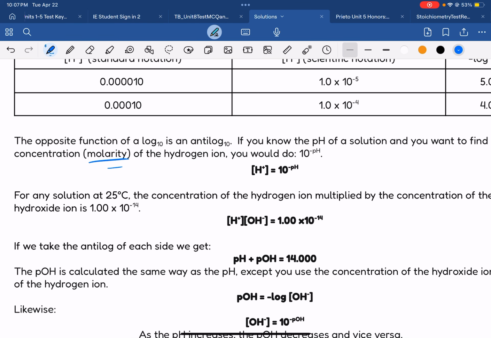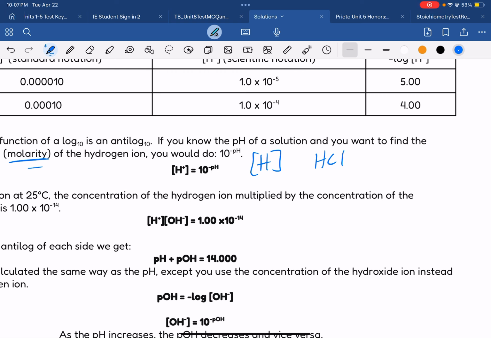For example, a problem could be: I want to find the hydrogen concentration of HCl with a pH of 2.7. Hydrogen ion concentration just means acid. Since HCl is an acid, we do 10 to the negative 2.7 and you get the hydrogen ion concentration.